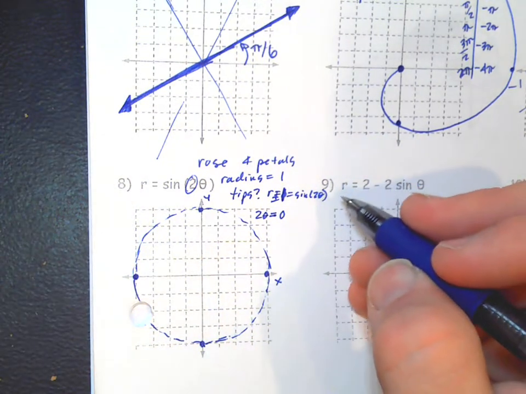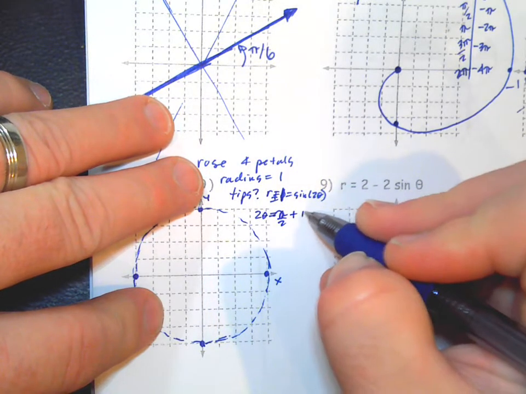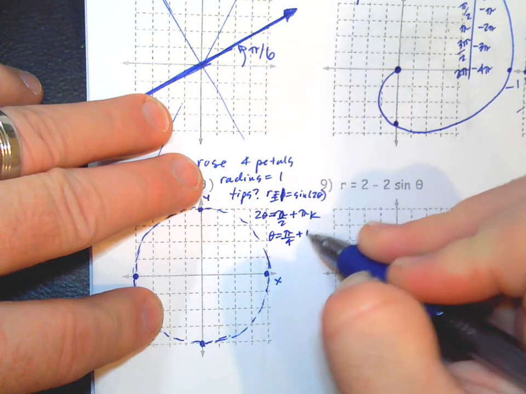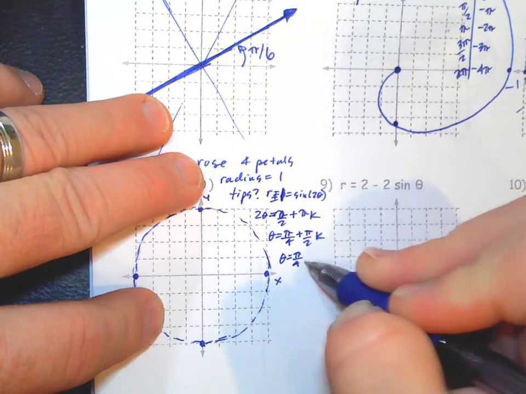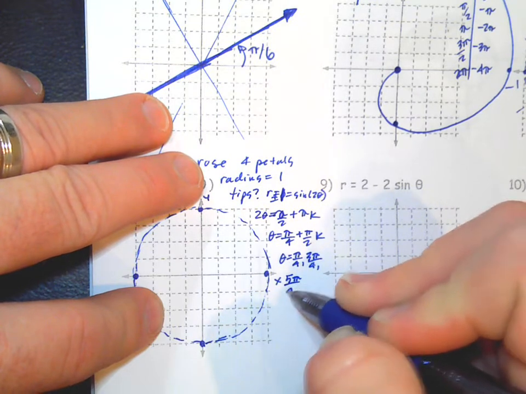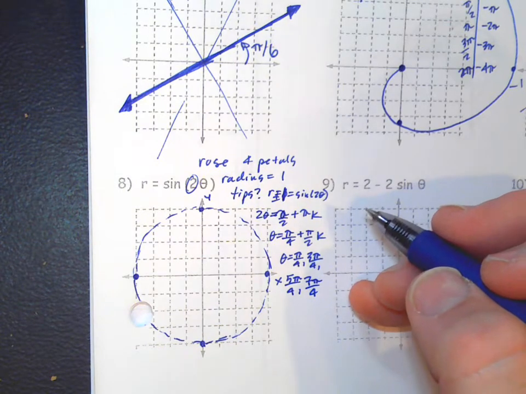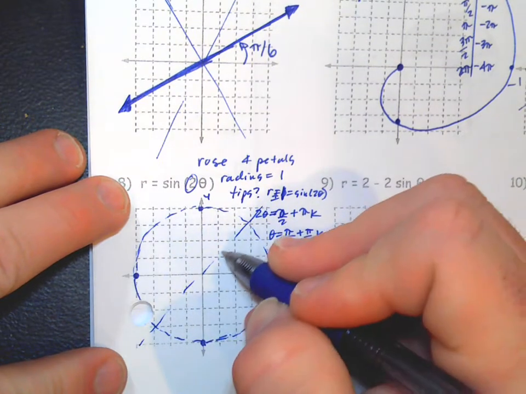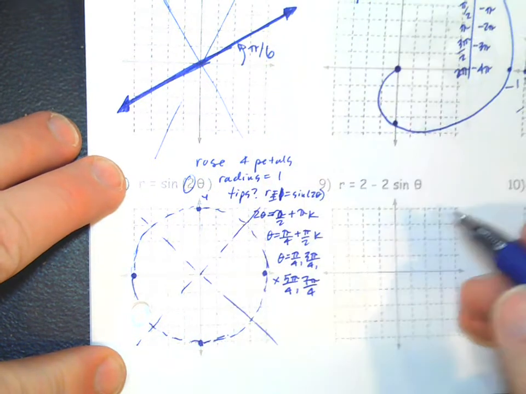So that's going to be when 2 theta equals pi over 2 plus pi k. And theta equals pi over 4 plus pi over 2 k. And so theta equals pi over 4, 3 pi over 4, 5 pi over 4, 7 pi over 4. So we're going to sketch those angles. Pi over 4 is just like a 45-degree angle. Cuts the quadrant exactly in half. And then the other angles are already kind of on there, so that's nice.